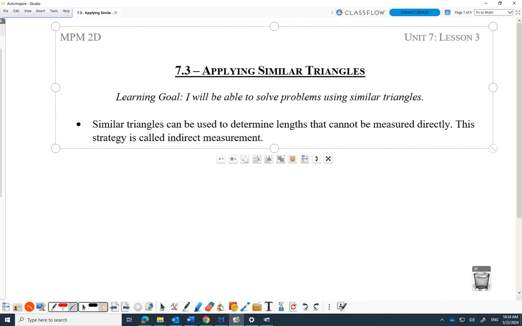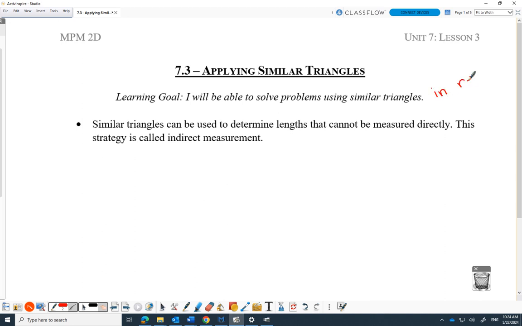in real situations. And this time, when I say in real situations, I kind of mean it. These will be like real situations. And you'll be surprised what you can do with this if you really think about the application of this. So similar triangles can be used to determine lengths that cannot be measured directly. That is, similar triangles can find the distance between two faraway galaxies.